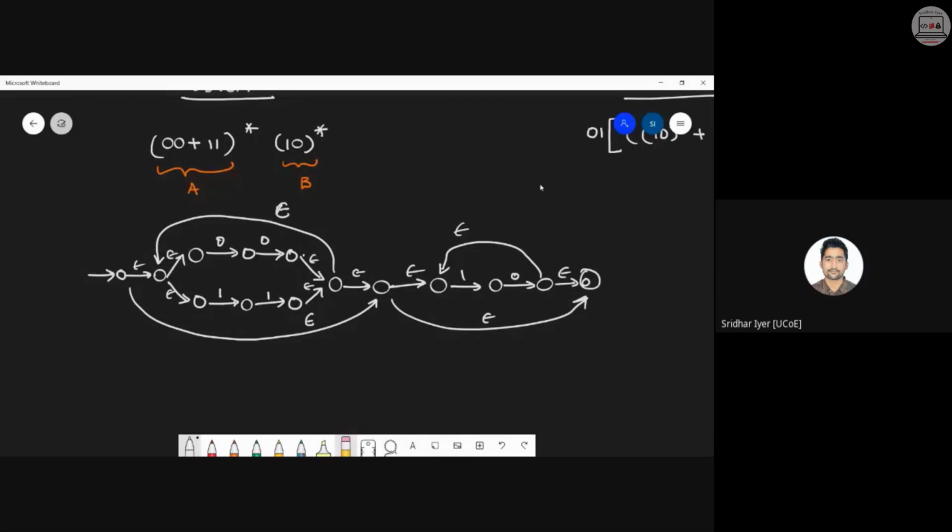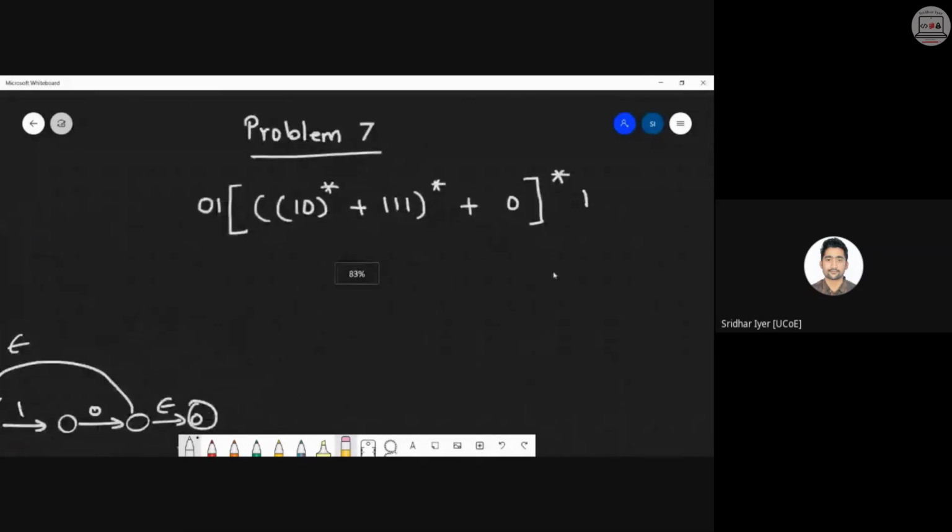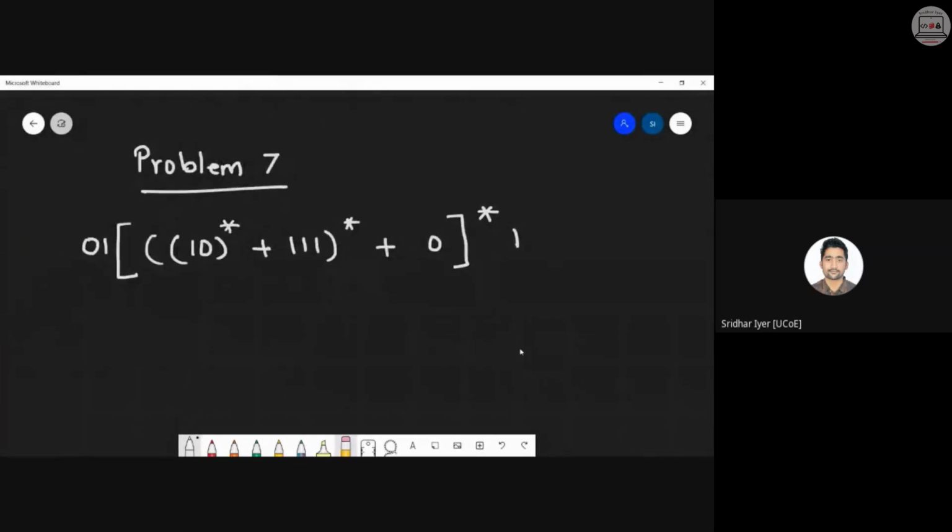Okay, so you can take the next question. Last question for the day. Obviously, it's a lengthy question. You can try it as homework. I'm just showing the question. Write it down. It's a lengthy question, obviously. It has a large number of states. It has multiple transitions in between.